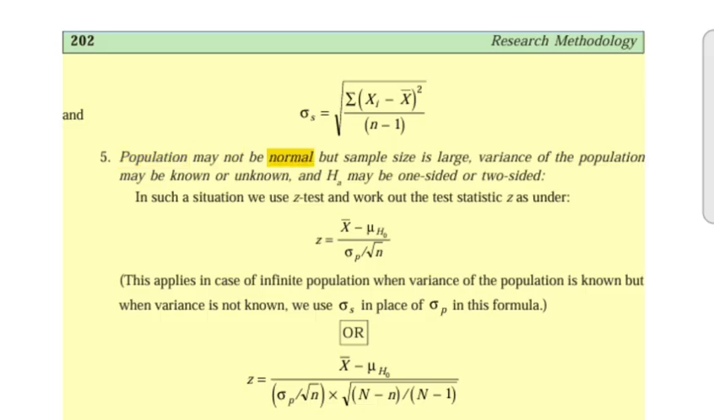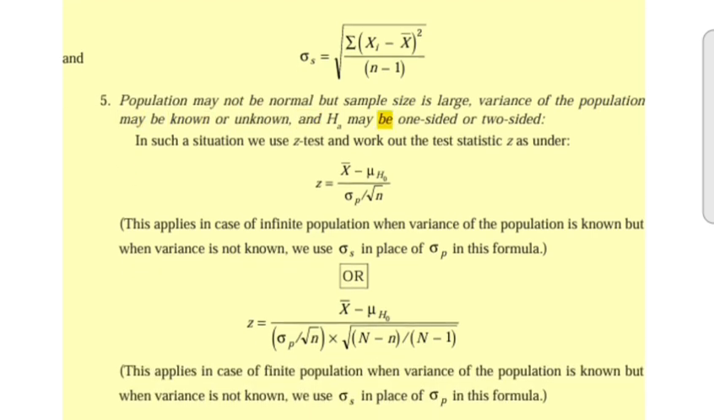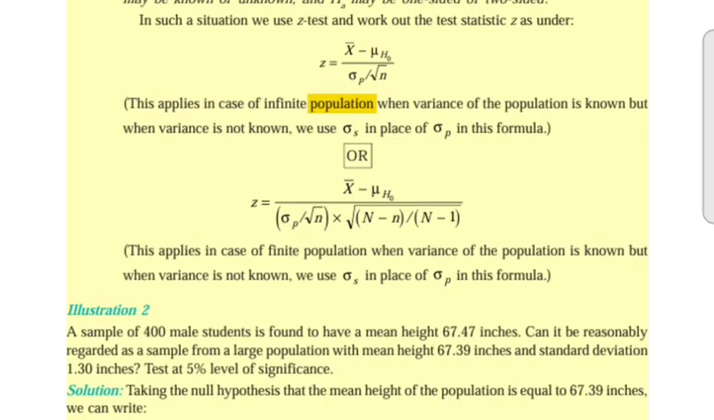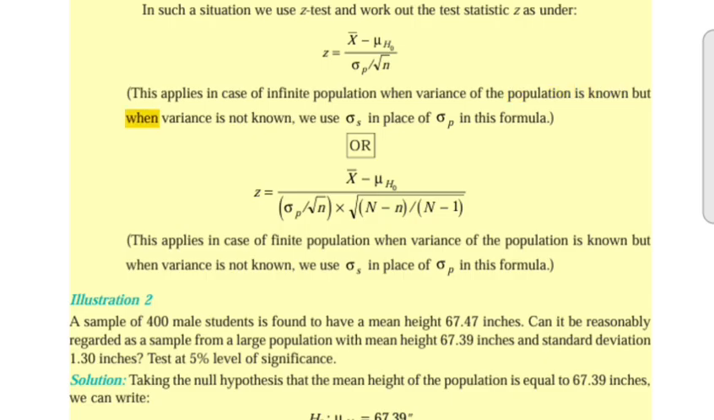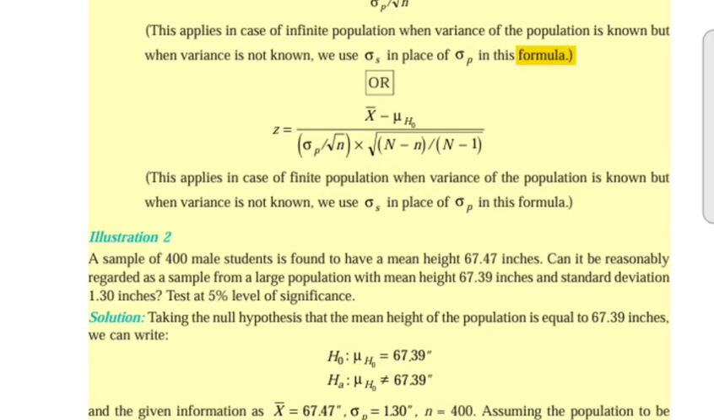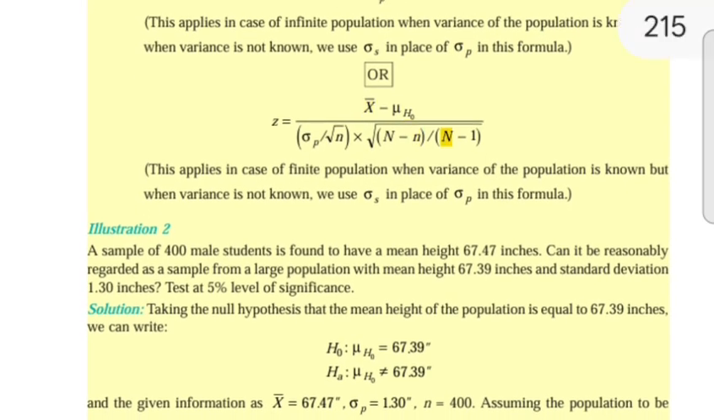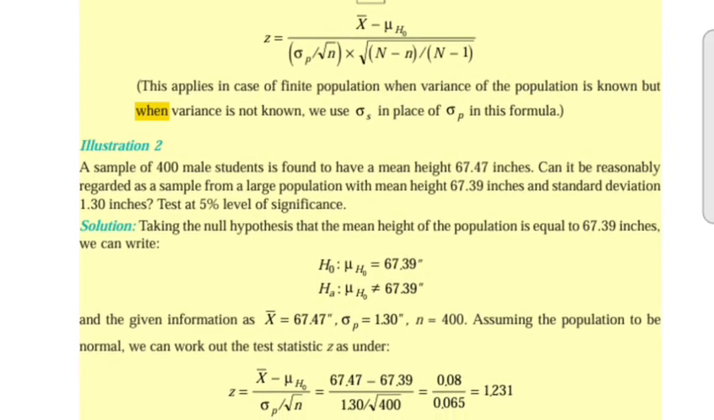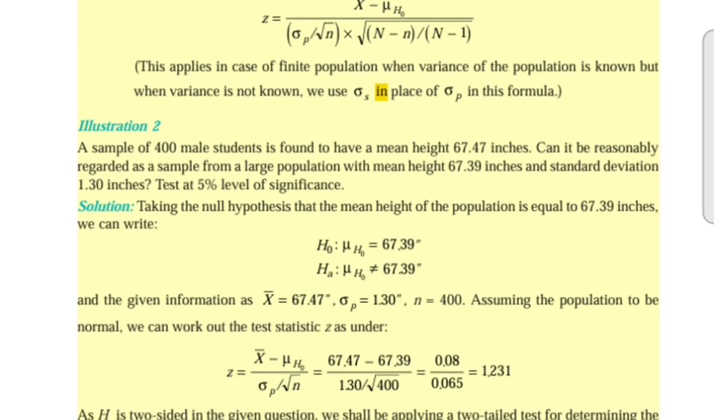Population may not be normal but the sample size is large, the variance of the population may be known or unknown, and HA may be one-sided or two-sided. In such a situation we use the z-test and work out the test statistic z as under: z equals (X̄ − μH0) / (σP/√n). This applies in case of an infinite population when the variance of the population is known, but when the variance is not known, we use σS in place of σP in this formula. For a finite population, the formula includes the finite population correction, and again when the variance is not known we use σS in place of σP.